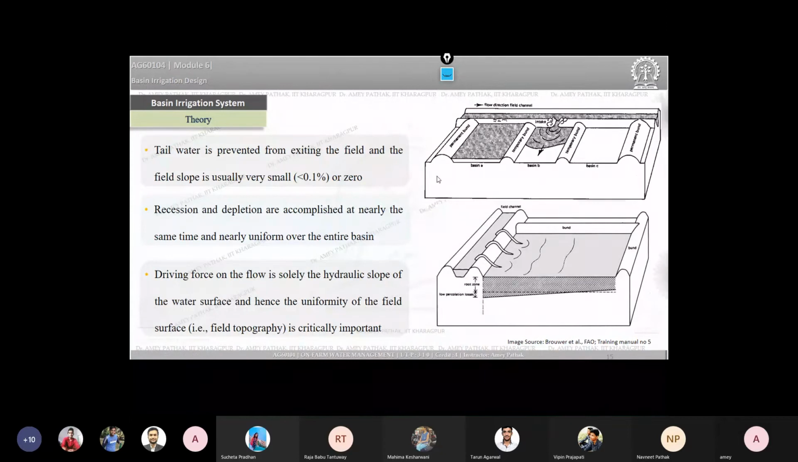Now let's say some theory about the basin irrigation system. As I said before, in this case we are preventing the tailwater from escaping the field, and the field slope is more or less flat. We are retaining the water in this basin, and depending on how we apply it, by direct method or cascade method, in the cascade method, once this is achieved, we release water into the next basin.